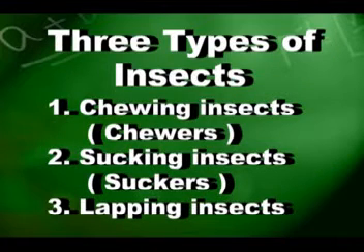Three types of insects. Number one, chewing insects or chewers. Number two, sucking insects or suckers. Number three, lapping insects.